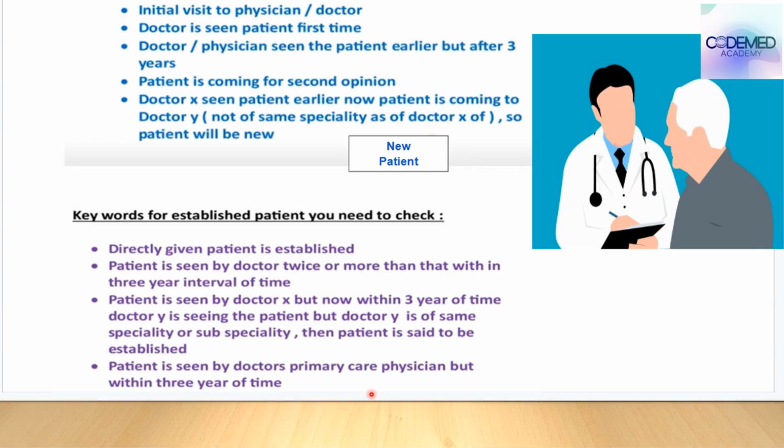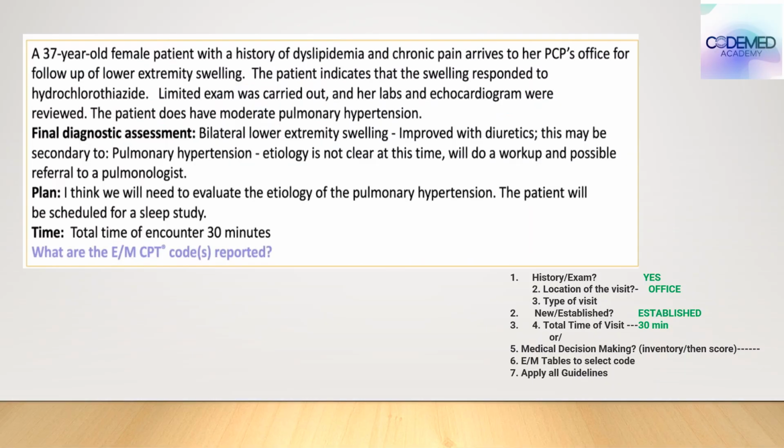Try and understand them very carefully so that it will help you to master the concept of the new and established patient. So let us take a few examples to see whether we have understood our concept well. This is the example: a 37-year-old female patient with a history of dyslipidemia and chronic pain arrives at her primary care physician's office.